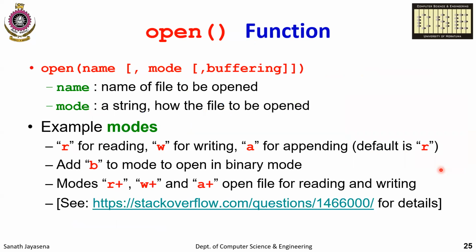Let's look at these functions one by one now. Here's the open function description. You use it as open, and within brackets you can have a number of arguments. Some are optional, but you must have the name of the file. After that you can optionally have a mode and another one called buffering, right? The name, of course, is the name of the file to be opened.